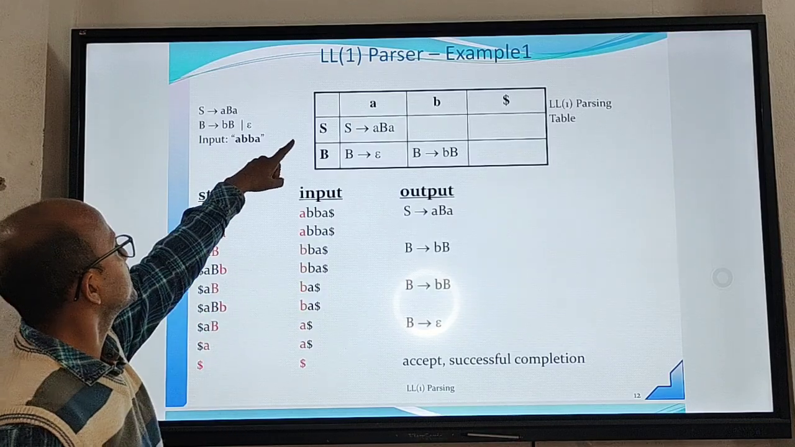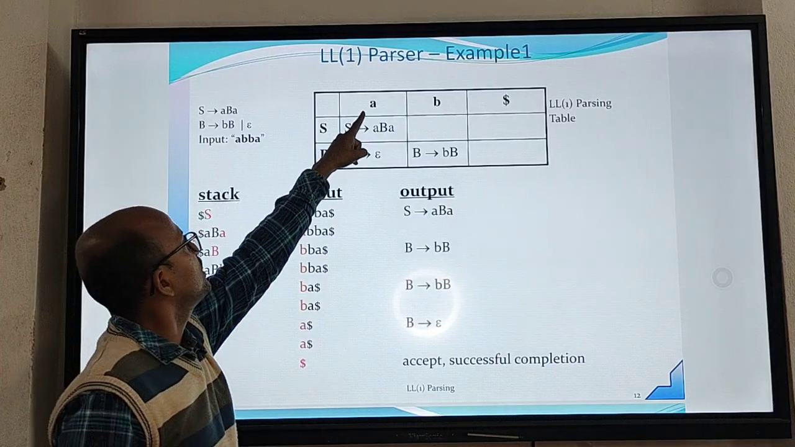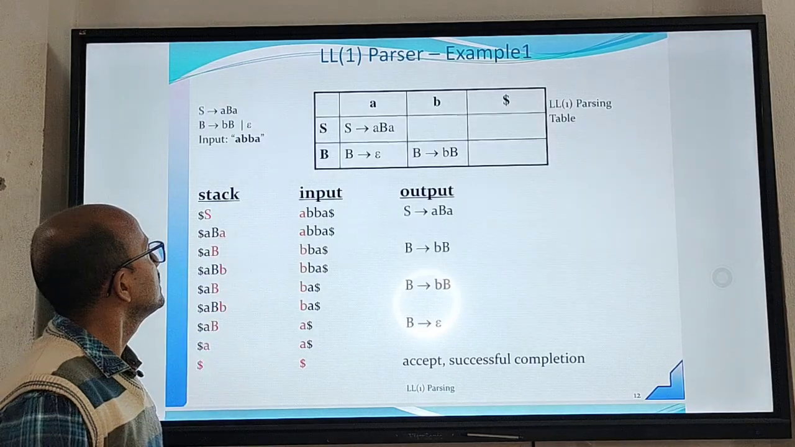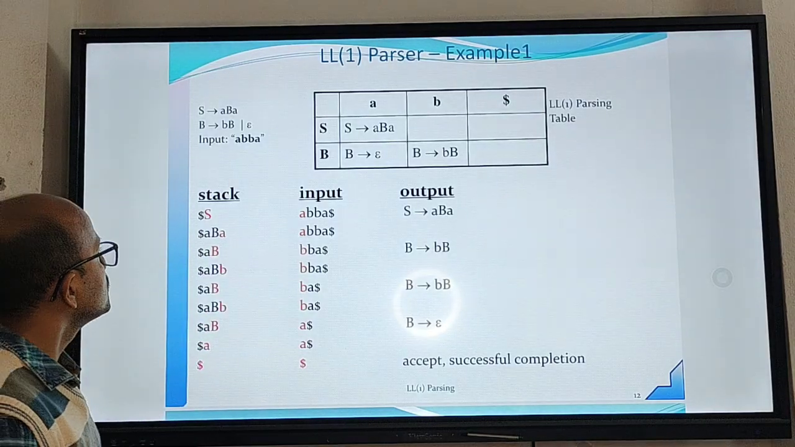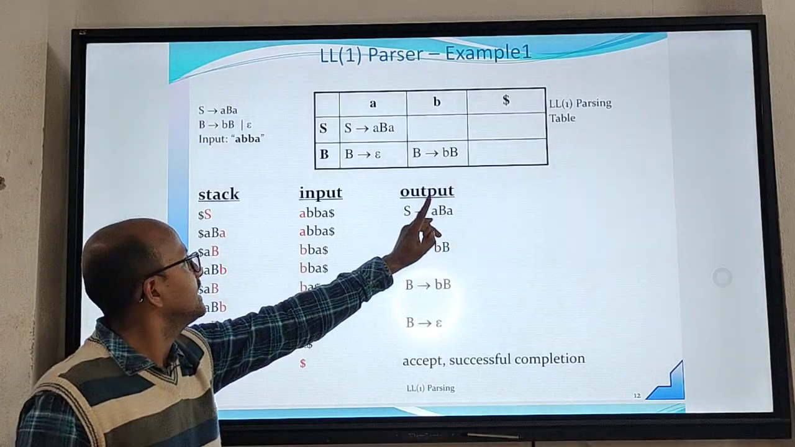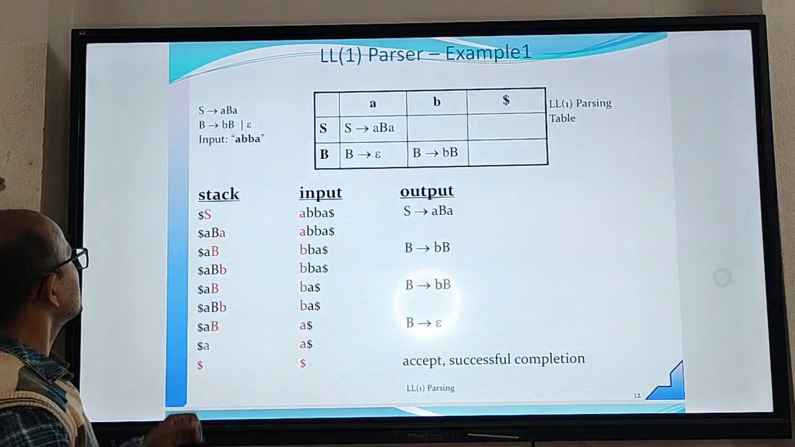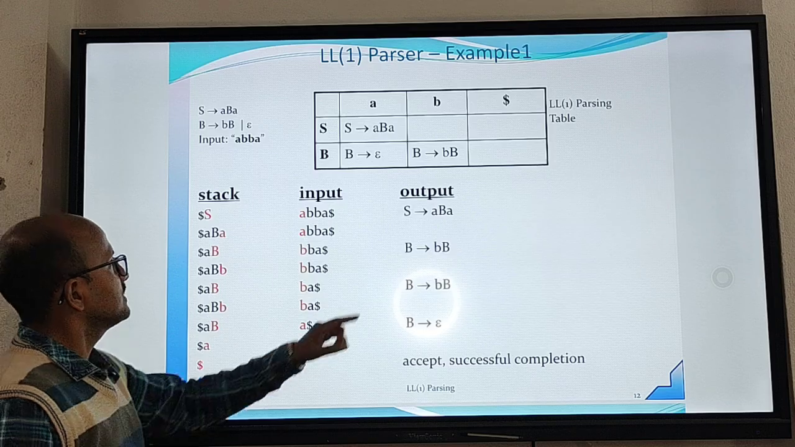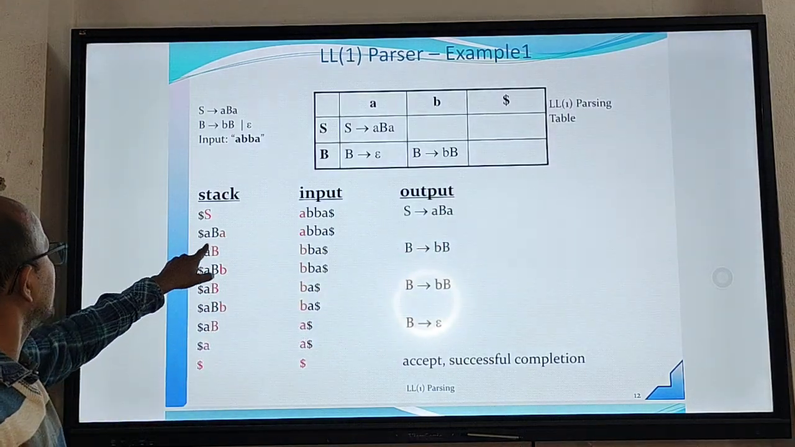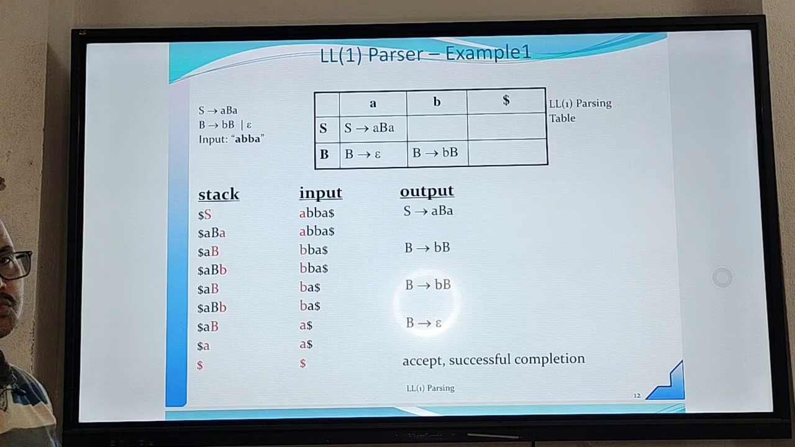Just look at the parsing table, S row and the A column, we have the production rule already defined. So that is called the parsing table, and so we have to choose the rule. The rule is that S produces A, B, A. So at that time what to do? The S will be popped and, in the reverse order, A, B and A will be pushed into the stack. A is pushed into the stack.